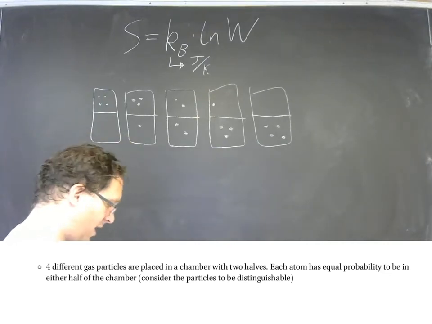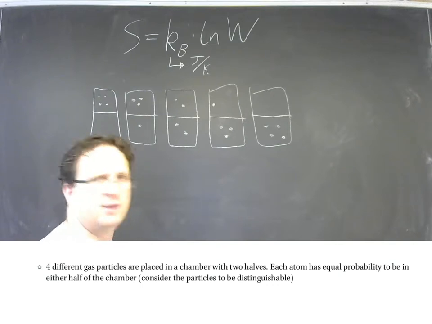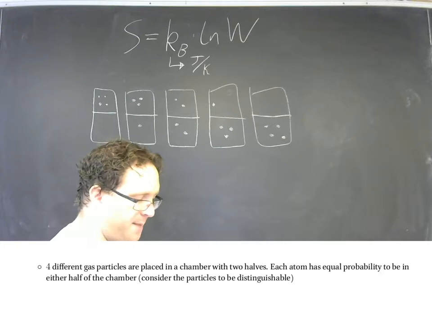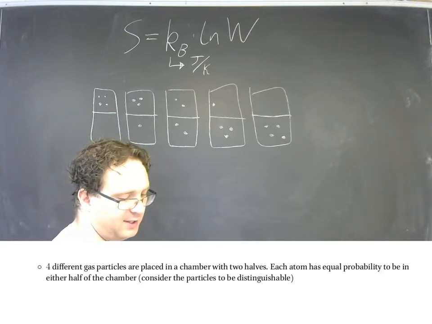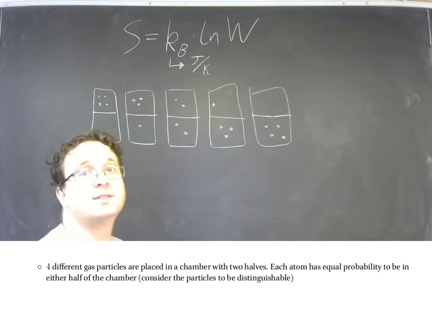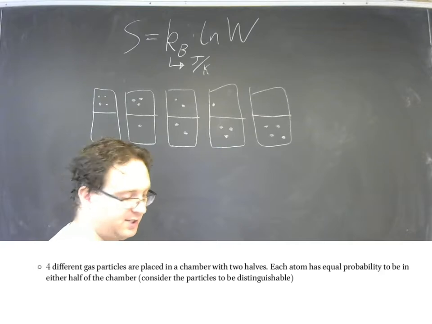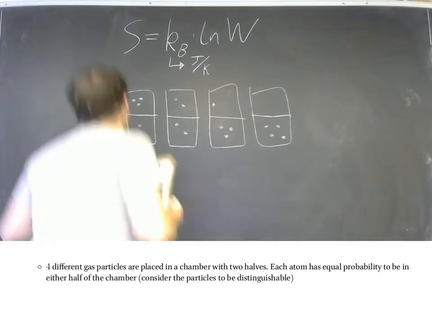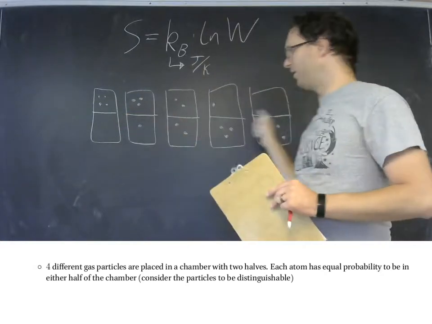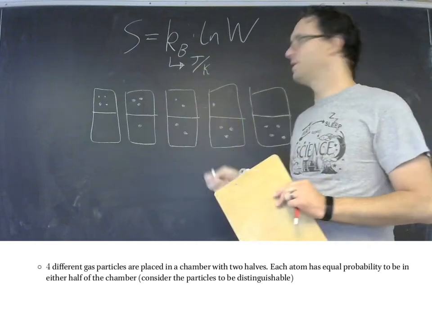Okay, so this last question, we have 4 different gas particles. Maybe one's a helium, one's a krypton, one's a neon, and one's an argon. They're placed in a chamber with 2 halves, and each atom has an equal probability to be in either half of the chamber. Only this time, because the atoms are different, they are distinguishable. And so that means we might have more than one microstate for each of these sort of general categories.